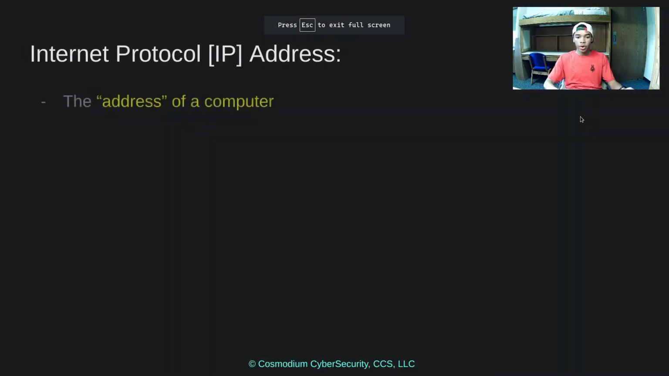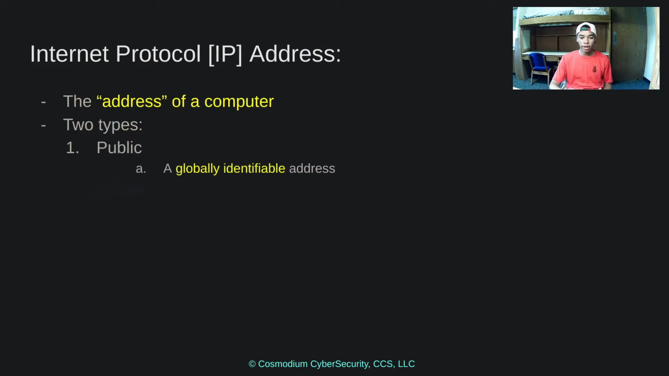So the IP address is the address of the computer, but the two types are public and private. Public is a globally identifiable address. That is the address that belongs to your router that's routing all the traffic to the rest of your devices on your network. And that's what makes it globally identifiable, that it has geolocation tied to it and all this other information.